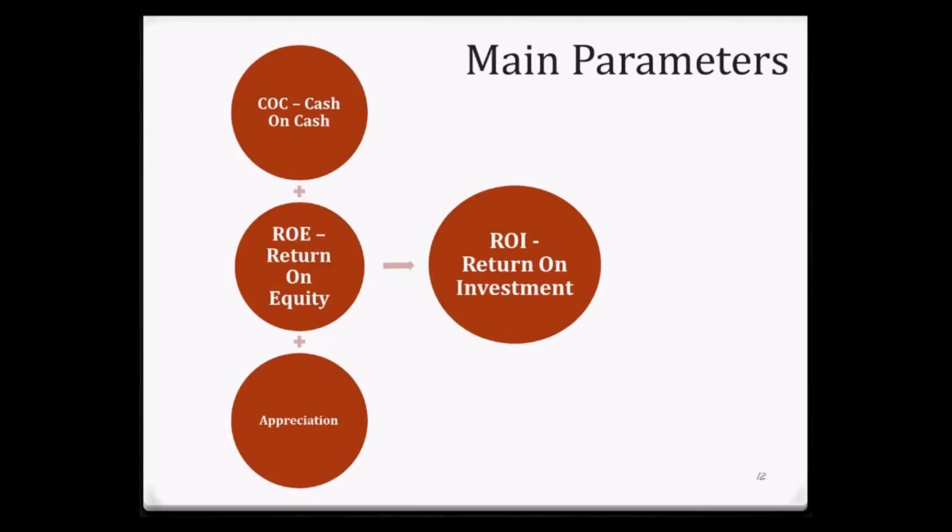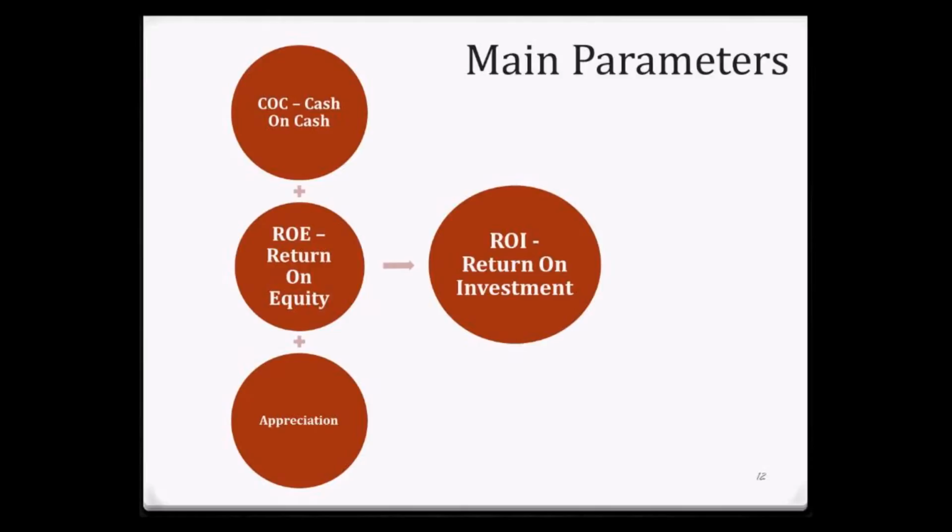So component number one, cash on cash, we have to factor. Easy. Number two, return on equity. What is return on equity? When we buy, and I'm going to make the assumption, like most of us, we buy with a mortgage. When we buy with a mortgage, we borrow the principal, right? We pay interest on it, but we borrow the principal.